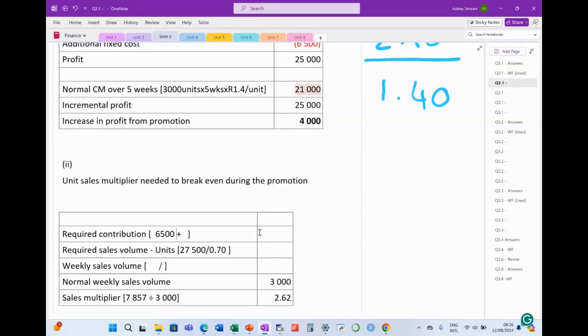Yeah, I'm actually the one who's mistaken. So here when they're saying break even, in other words, we shouldn't have made a loss or an amount less than what we would normally actually have made. So it's this 6,500 plus the 21,000, which we would have made had there not been a promotion.